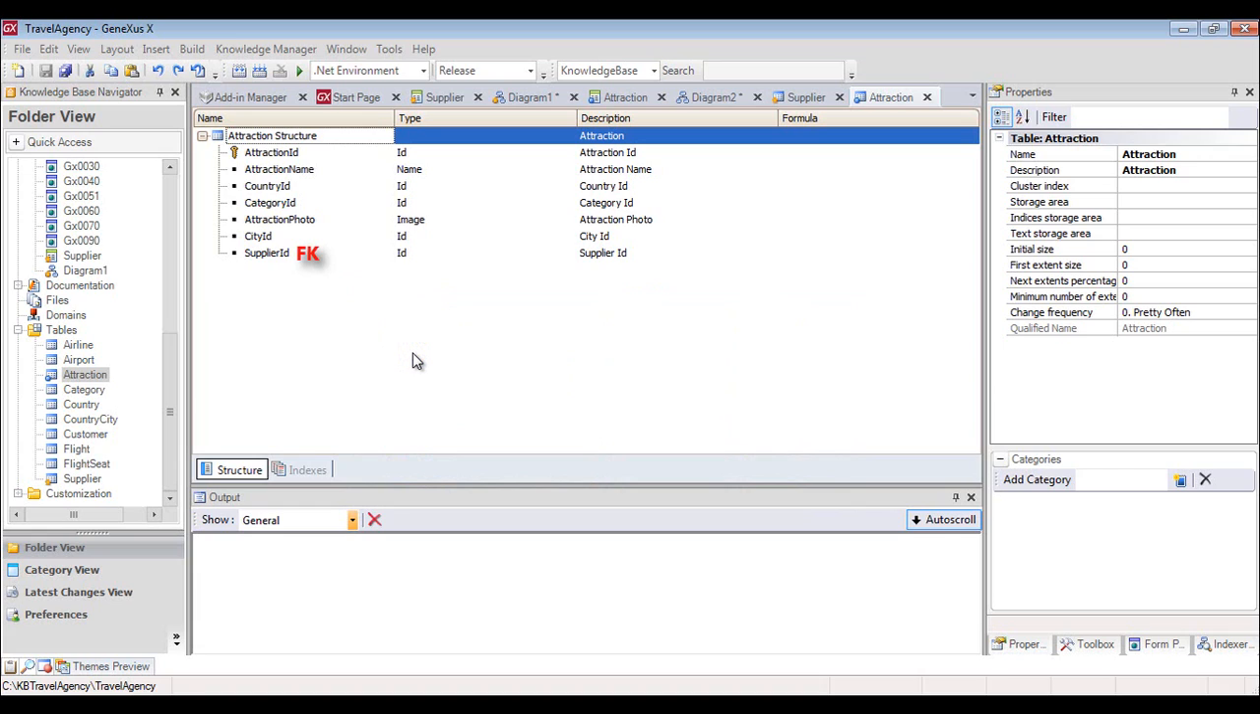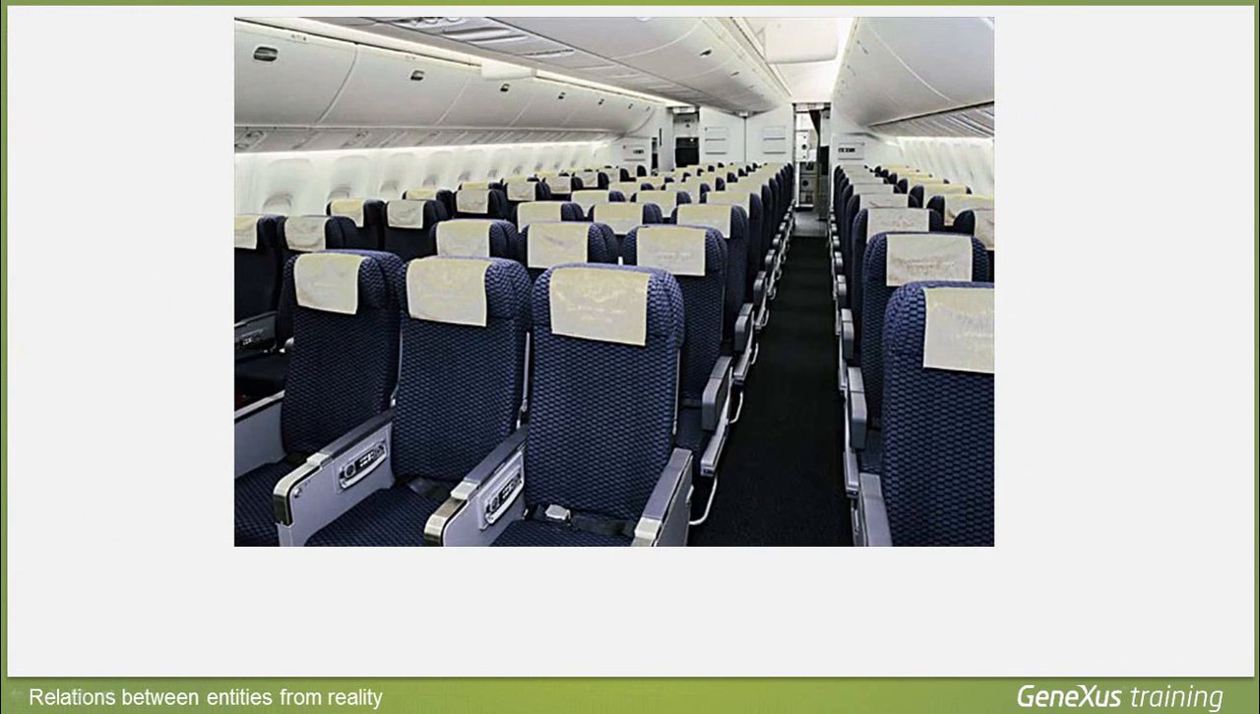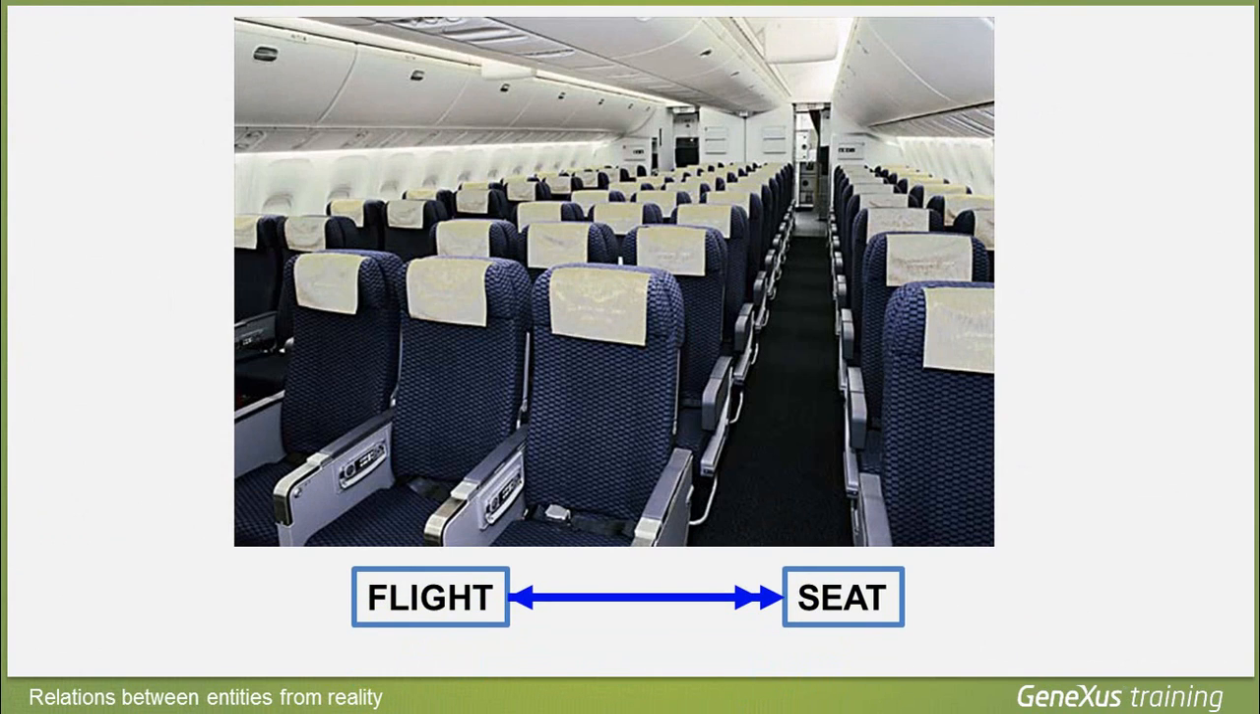This is the most common way of representing the one-to-many relation between two actors from reality, that is, between two entities in our system. However, there are other cases of one-to-many relations where we will use another type of representation. Let's recall the case of flights, where a flight has numerous seats and each seat is assigned to a single flight, that is, in a relation of one-to-many.